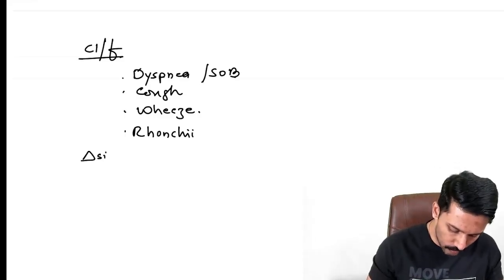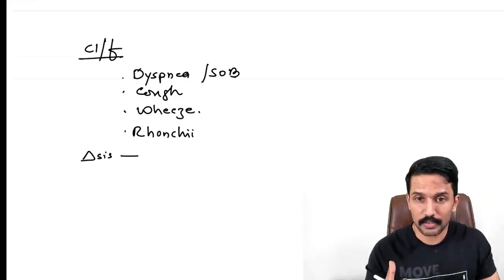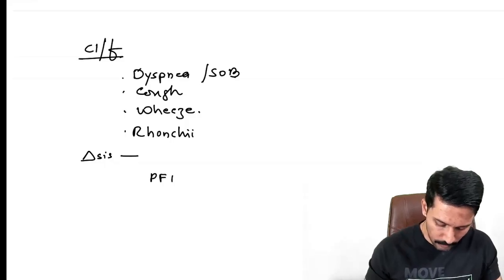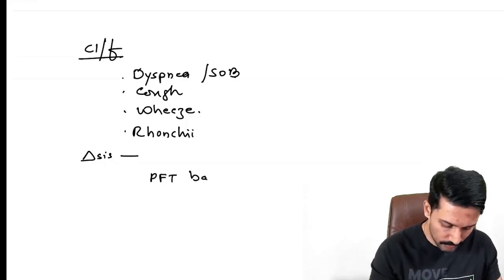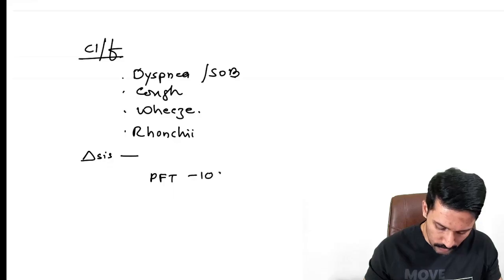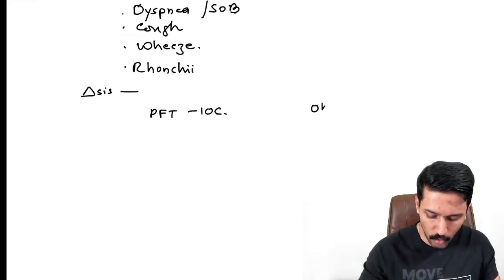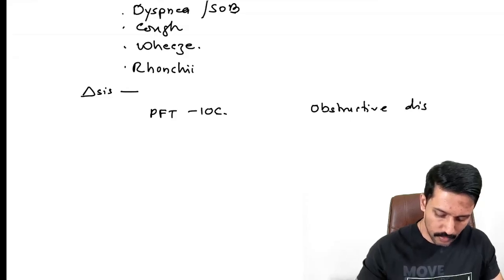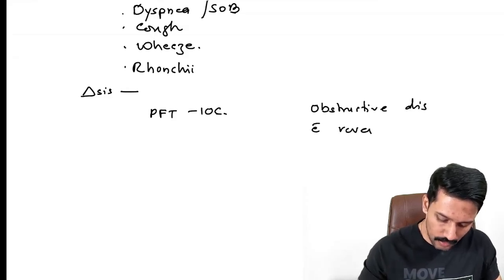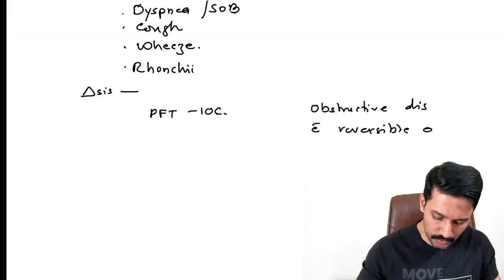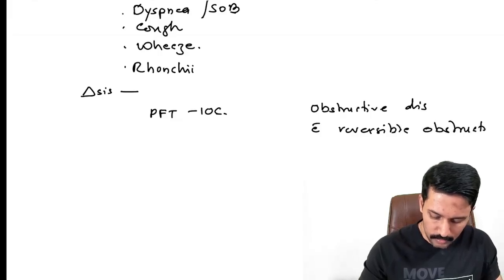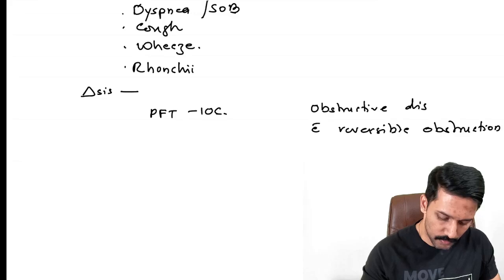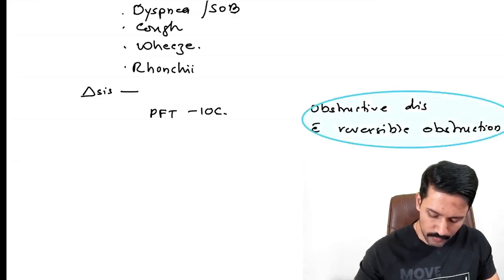When it comes to diagnosis of asthma, you know the diagnosis is based on PFT, right? PFT based diagnosis. PFT is the investigation of choice. What are the findings we are going to get? It is an obstructive disorder with characteristic reversible obstruction. So now you should know what we are expecting when we do the PFT.